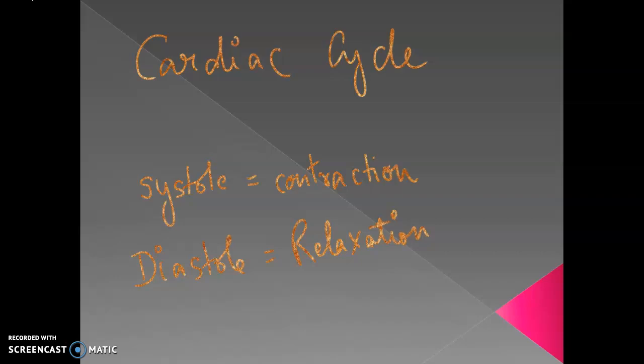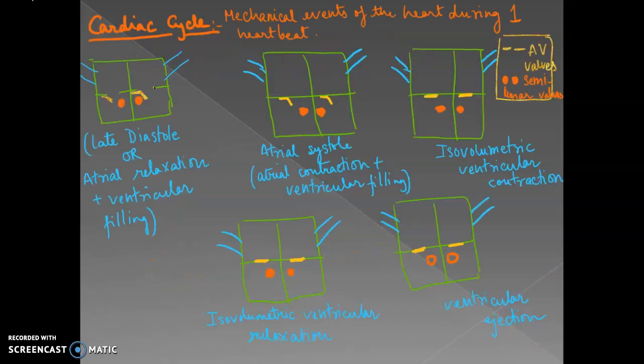So, when we say the heart is contracting, we can say it's in systole. Or if you want to say the heart is in a relaxed state, we can say that the heart is in diastole. So systole, contraction, diastole, relaxation. Now, cardiac cycle is defined as the mechanical events of the heart during one heartbeat. Okay, so we are looking into one heartbeat, and we will see how the blood flows from one chamber to the other. So we will essentially look at the mechanical events during one heartbeat.